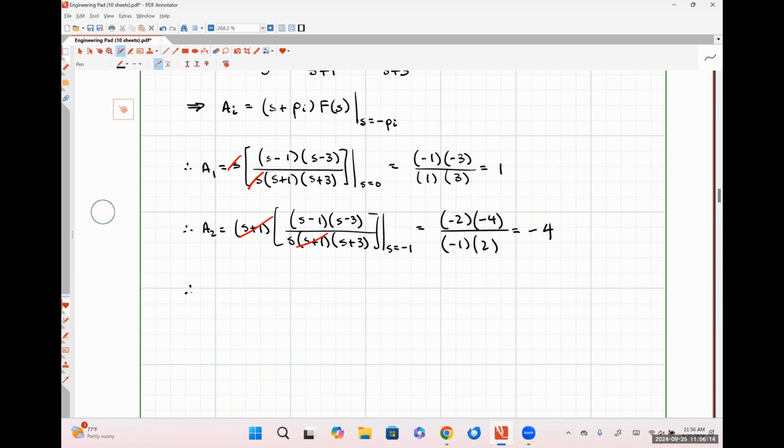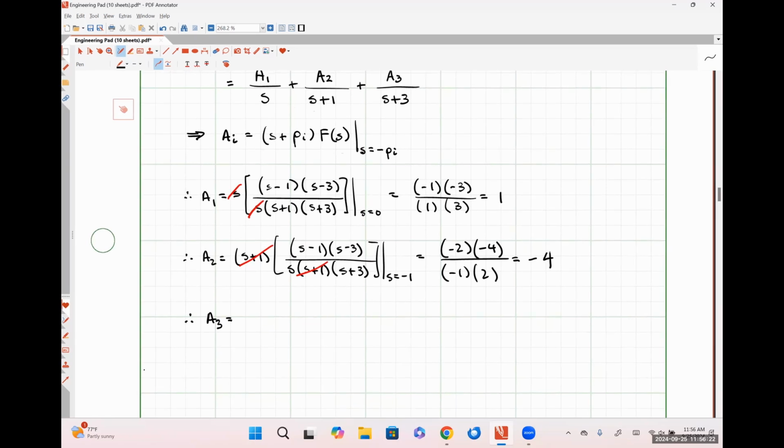So you guys tell me what my process for determining A3 should be. So I'm going to have s plus 3 on the outside, multiply by the whole thing, evaluate it at s is equal to -3.